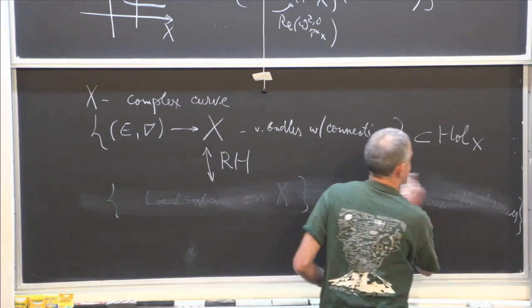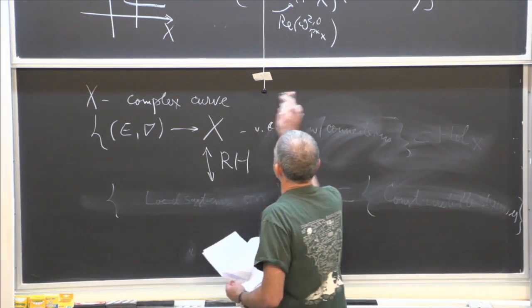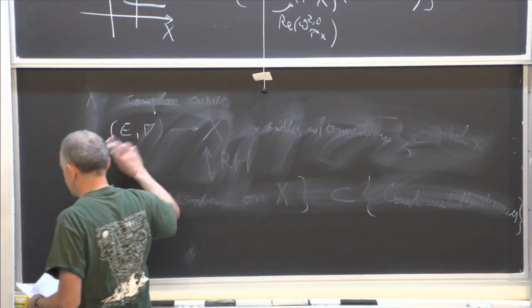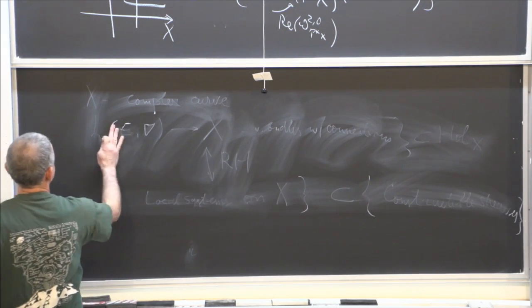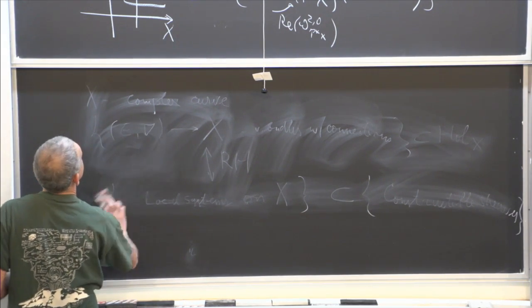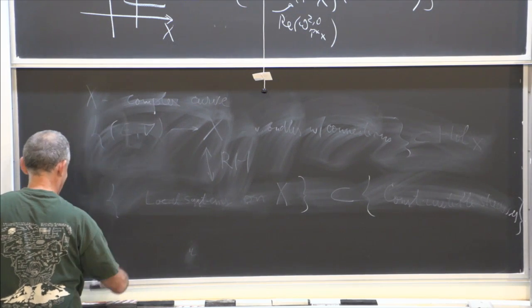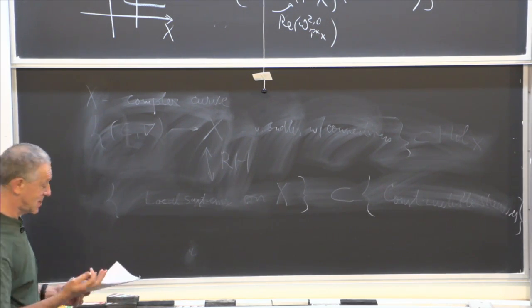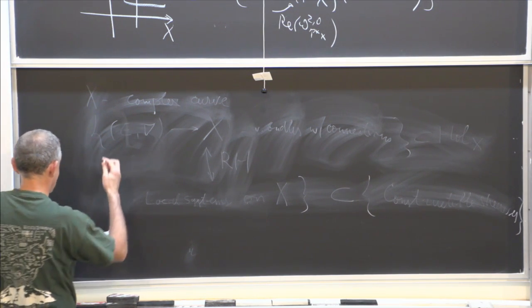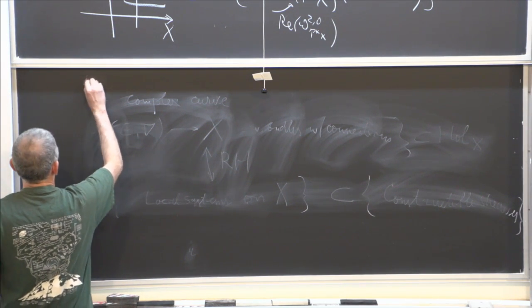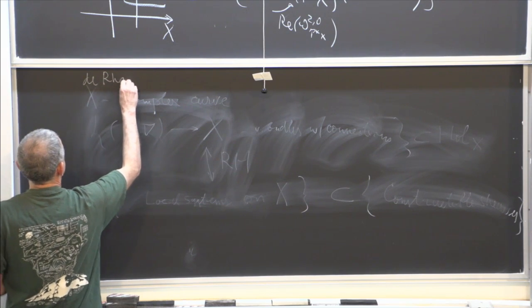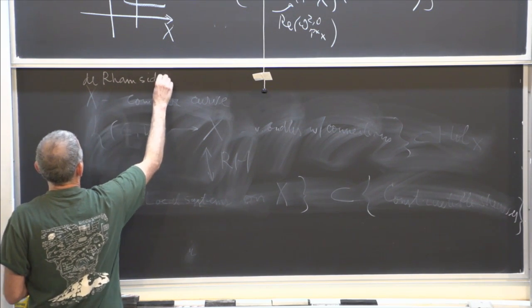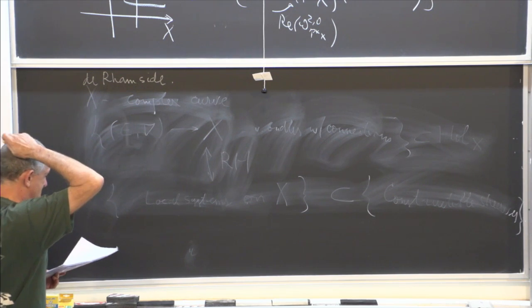Okay, so let's now discuss the de Rham side. So it was Betti. Again, it's still sort of a motivation, and then I will discuss some more precise example. So the de Rham side, again, just at the level of motivations.